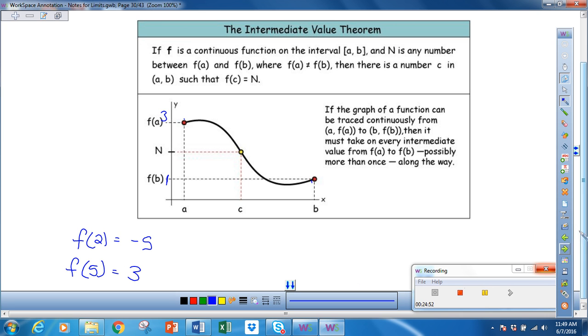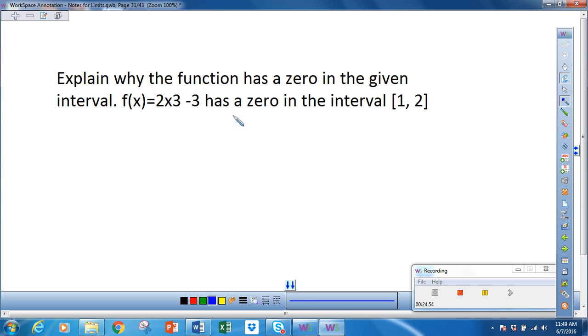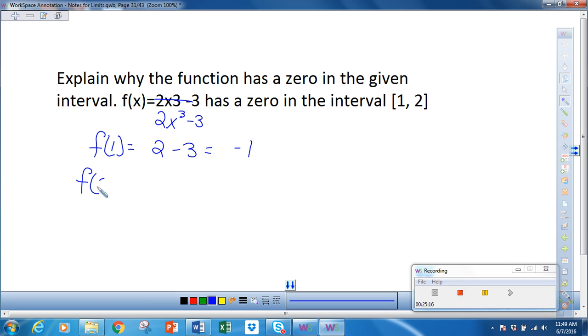So I'm just going to give you one example. We have the function, and this should be written as 2x to the third minus 3. We want to prove that it has a 0 between 1 and 2. In order to prove that, I have to say, well, f of 1 is equal to 2 minus 3, which is negative 1, and f of 2 would be 2 times 8 minus 3, which is 16 minus 3, which is 13.